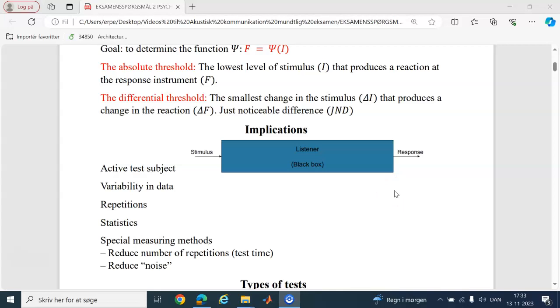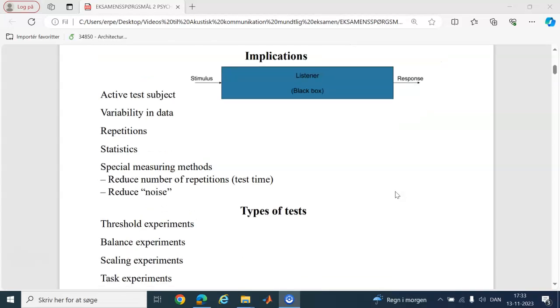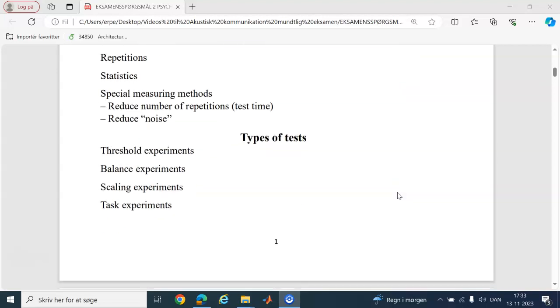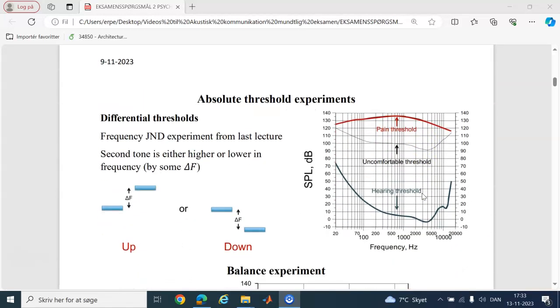The active test subject introduces variability in data, so we need repetition and statistics, and special measurement methods. We have to reduce the number of repetitions to limit the test time and reduce noise. We also have some types of tests: threshold experiments, balance experiments, scaling experiments, and task experiments.